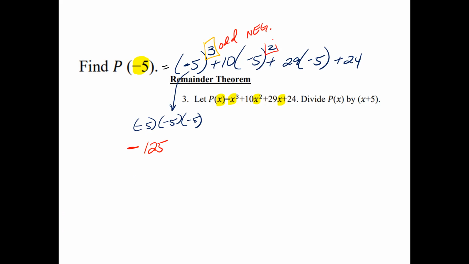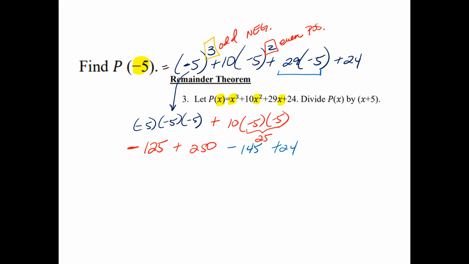Now, similarly, do you see how on the second part, this is even? If it's even, you're gonna end up with a positive. Why positive? Because you're gonna have a -5 times -5 times 10. -5 times -5 is going to give you a positive 25. 25 times 10 is 250. And then, of course, 29 times -5, if you guys grab your calculator, is going to be a negative 145, and then plus 24.